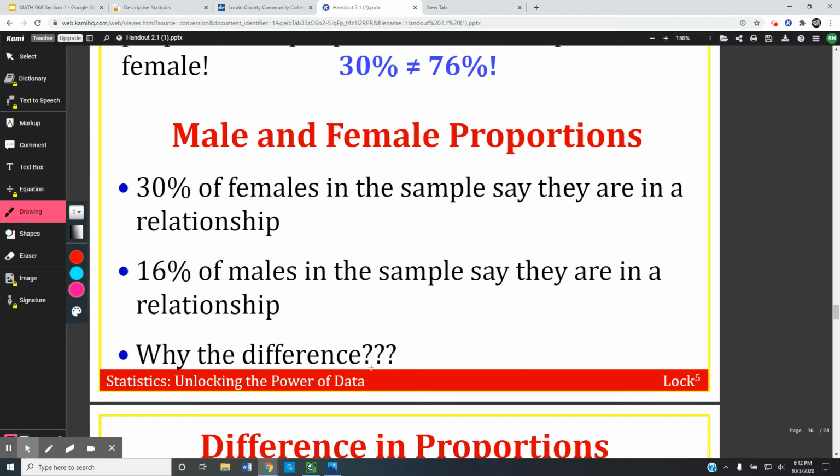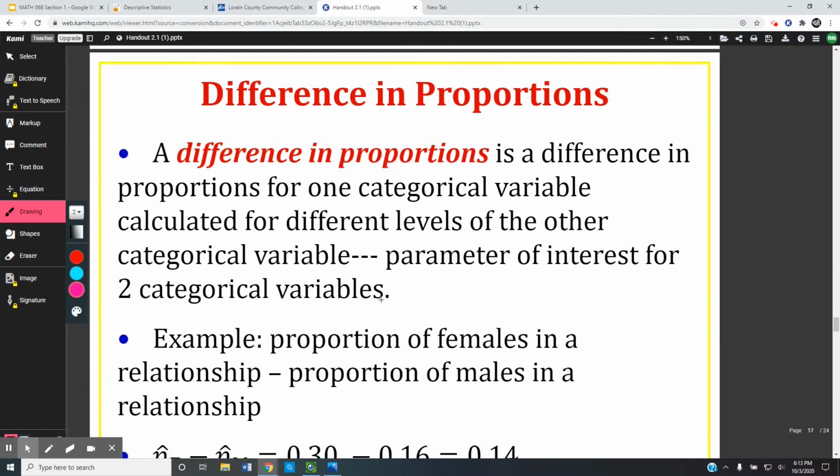When you look at the male and the female proportions, 30% of the females in the sample say they are actually in a relationship. And 16% of the males sampled say they are in a relationship. It says, why the difference? Well, why the difference is why we're here. We're here to look at when we have two different groups that are using a proportion for an analysis of their data. The difference of proportions becomes that value that we're talking about.